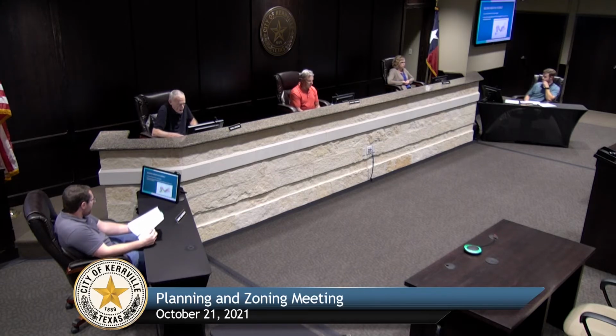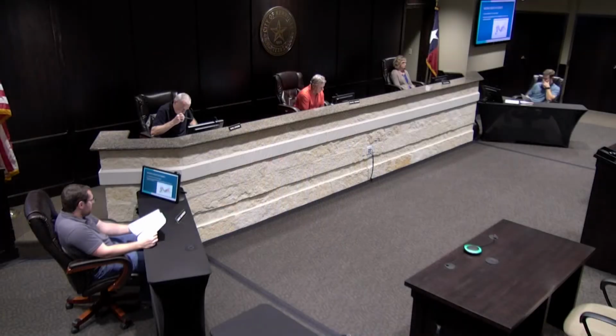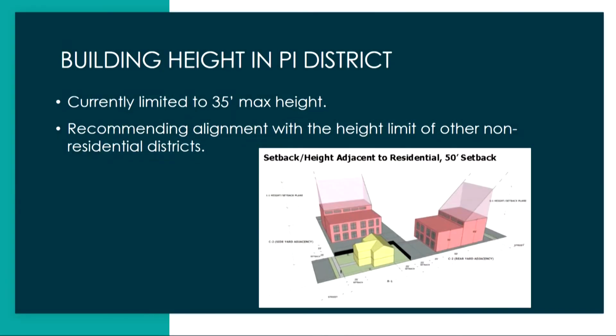Building height in the public and institutional district. I'll refer you to the second page of your packet. It's about the full code in here. Kind of read through the red lines. The way it's currently drafted, the maximum height in PI is 35 feet, and 1 foot of additional height for 1 foot of additional setback from a residential district.